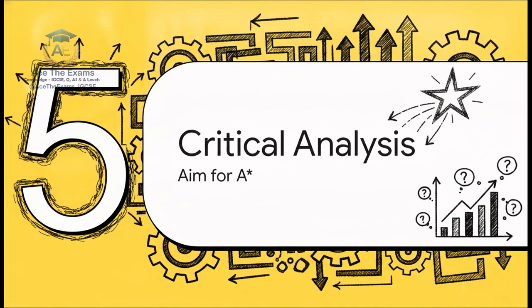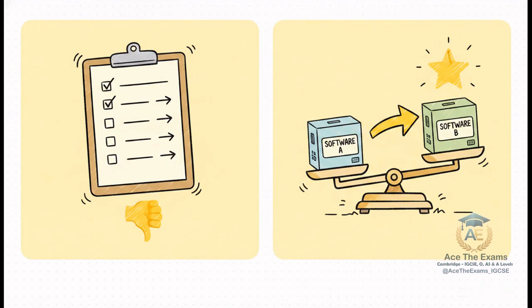We have finally arrived at the climax of the explainer. Section 5, Critical Analysis for an A-star. This is Challenge 2 of our mental workshop, Finding the Flaw. If you want to hit the absolute highest grade boundary, you must move from mere analytical execution to high-level evaluation. Let's do Challenge 3, Speed Writing.